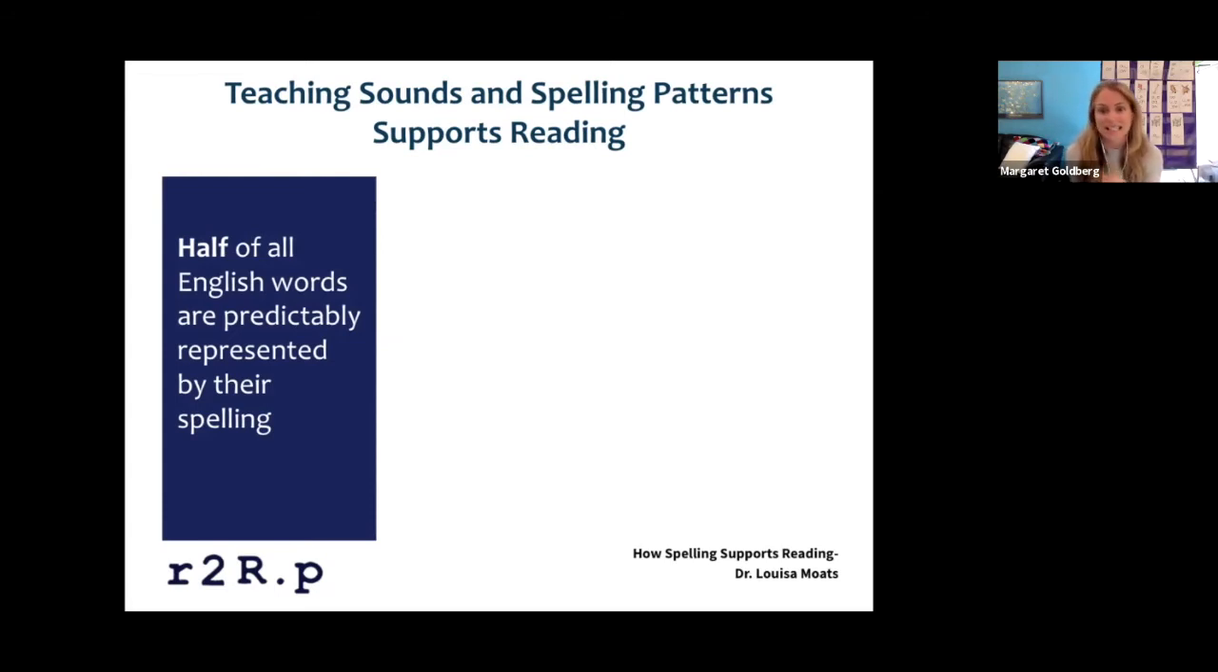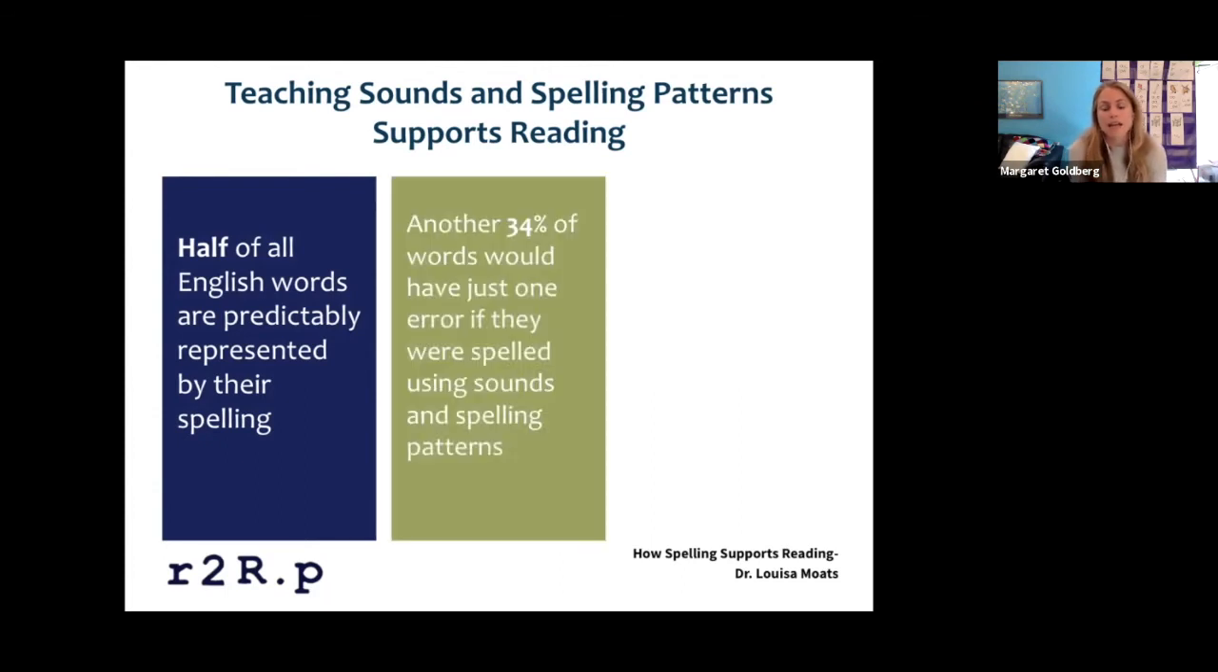You can just sound them out. And another 34% of words have just one sound that needs to be tweaked a little bit if we're sounding it out. So an example of that would be a word like "independent." If a child were to sound it out, they would say "in-de-pen-dent," but the word isn't pronounced that way.